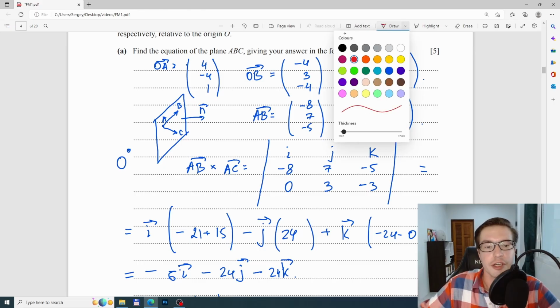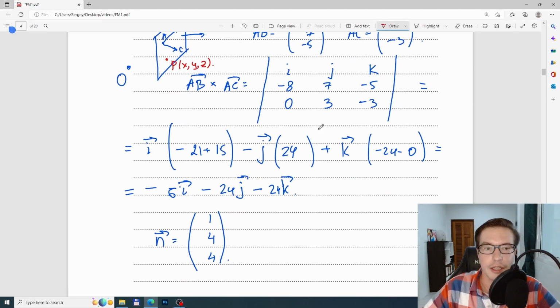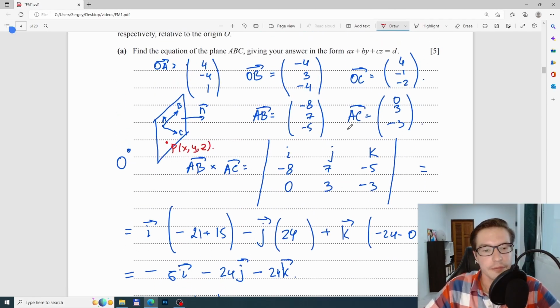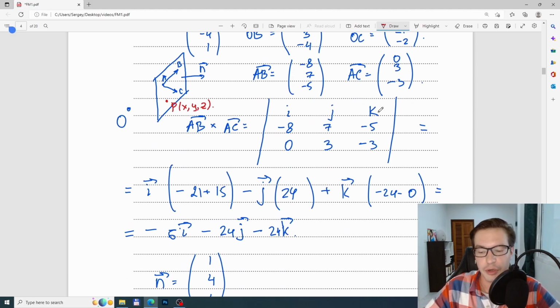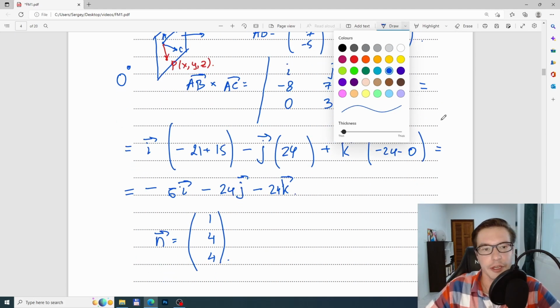To find the equation of that plane, let's have a new point on this plane with the coordinates x, y, and z. Now again, any vector on this plane containing the point P should be perpendicular to n. Let's use the vector AP, for example. Because AP is perpendicular to the normal vector of this plane, the dot product should be equal to 0. And that's how I'm going to find the equation of the plane.